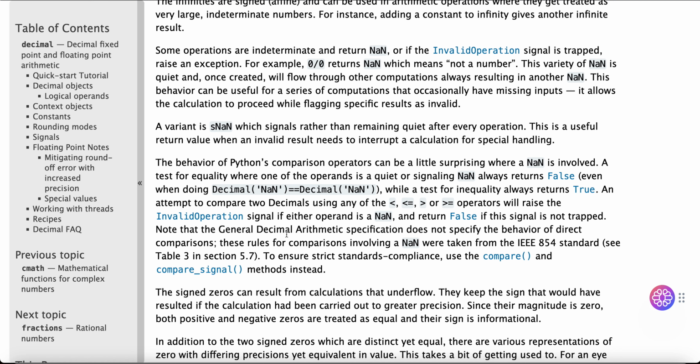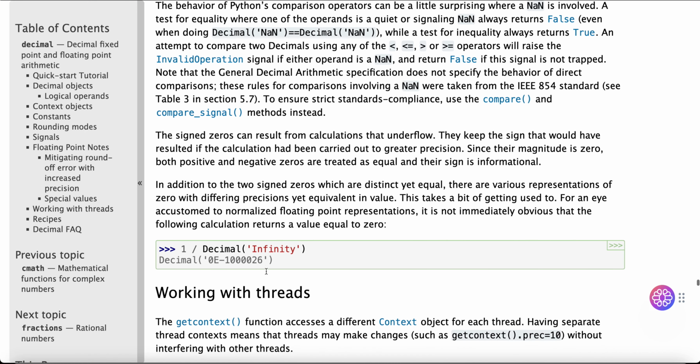Note that the General Decimal Arithmetic specification does not specify the behavior of direct comparisons. These rules for comparisons involving a NaN were taken from the IEEE 854 standard. See table 3-4, section 5.7. To ensure strict standards compliance, use the compare and compare_signal methods instead.